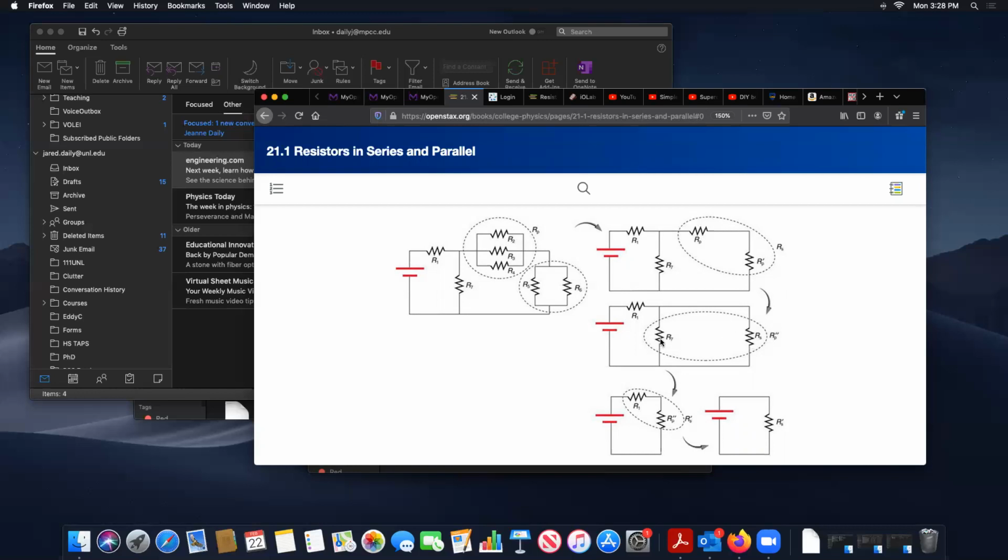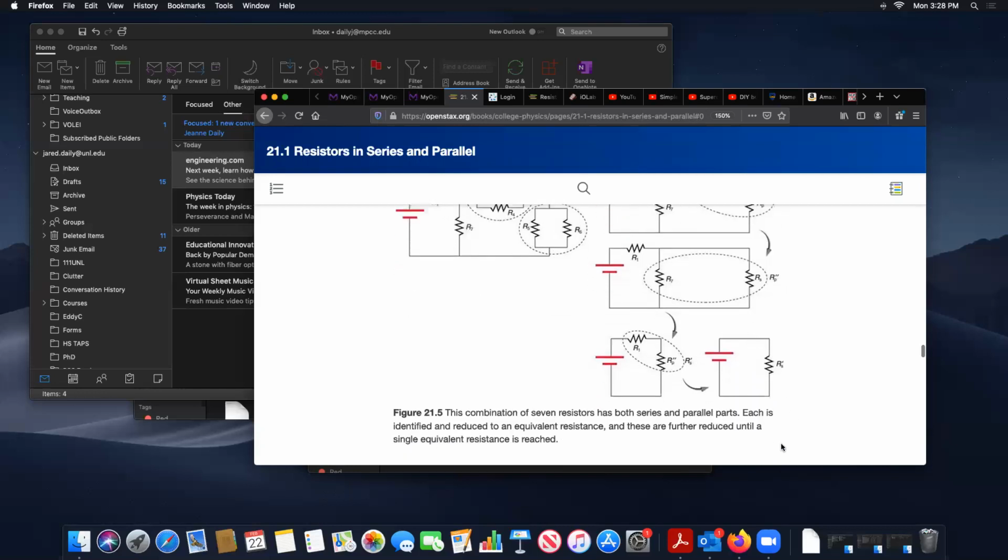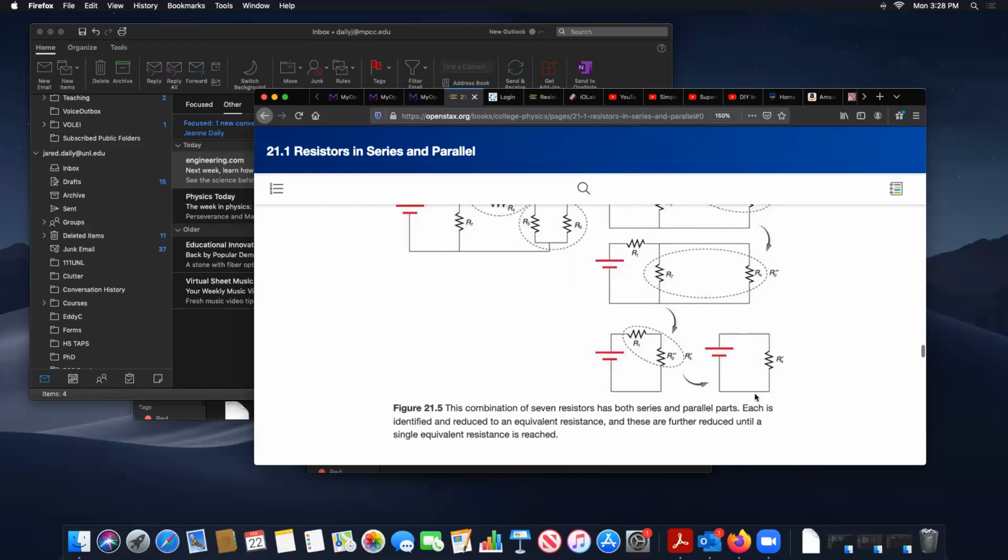Then these 2 are in parallel, so you can combine those using the parallel equation. And then you get these 2 which are in series, you can combine them, and you've now simplified a fairly complex resistor network down to a single resistance with a single voltage. And then once you've got it to this point, you can actually calculate the total current going through this whole thing. And then you can backtrack to get the voltages and currents across each resistor.